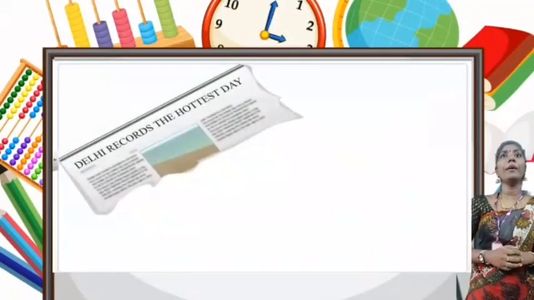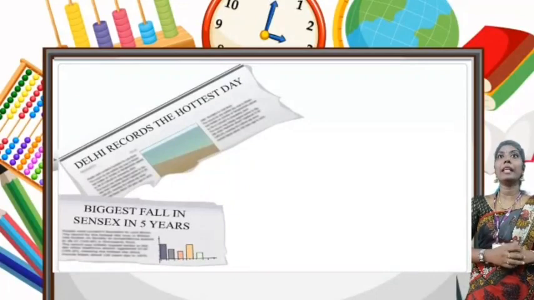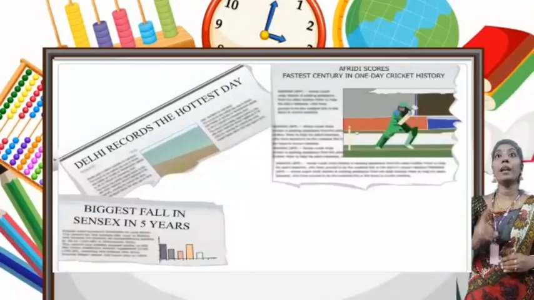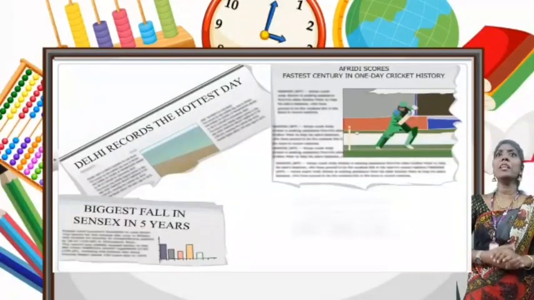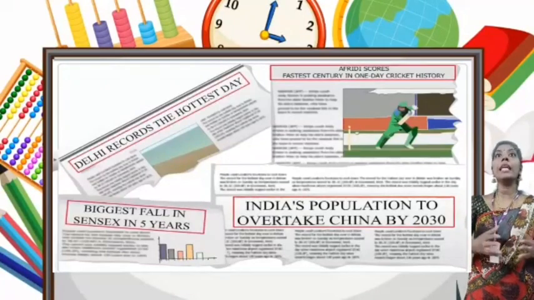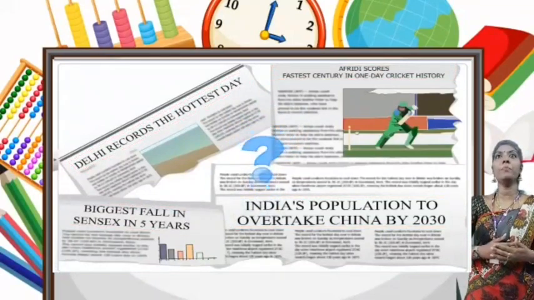Delhi records the hottest day in 20 years. Biggest fall in Sensex in 5 years. RD scores fastest century in one-day cricket history. India's population to overtake China by 2030. You must have heard or seen the headlines in newspapers. Have you ever wondered what makes such headlines possible?